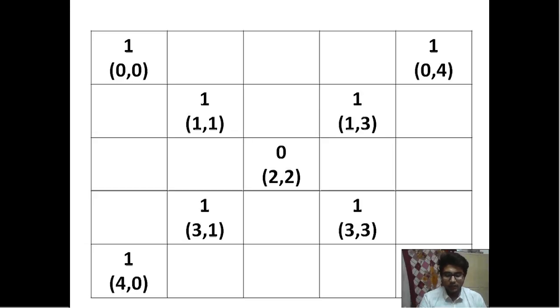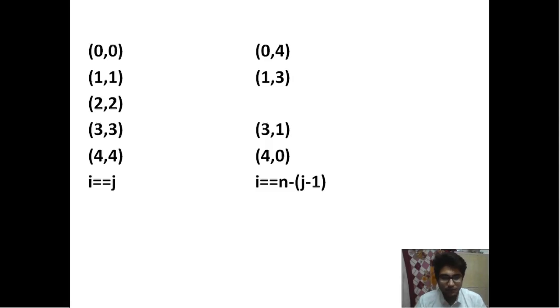So here some of the conditions are: i equals j, which means row is equal to column, and the other condition is i equals n minus j minus 1. n is the number of terms entered by the user. If n is equal to 5, then n minus j may be 2 or 3 or something, so it will equal 2.